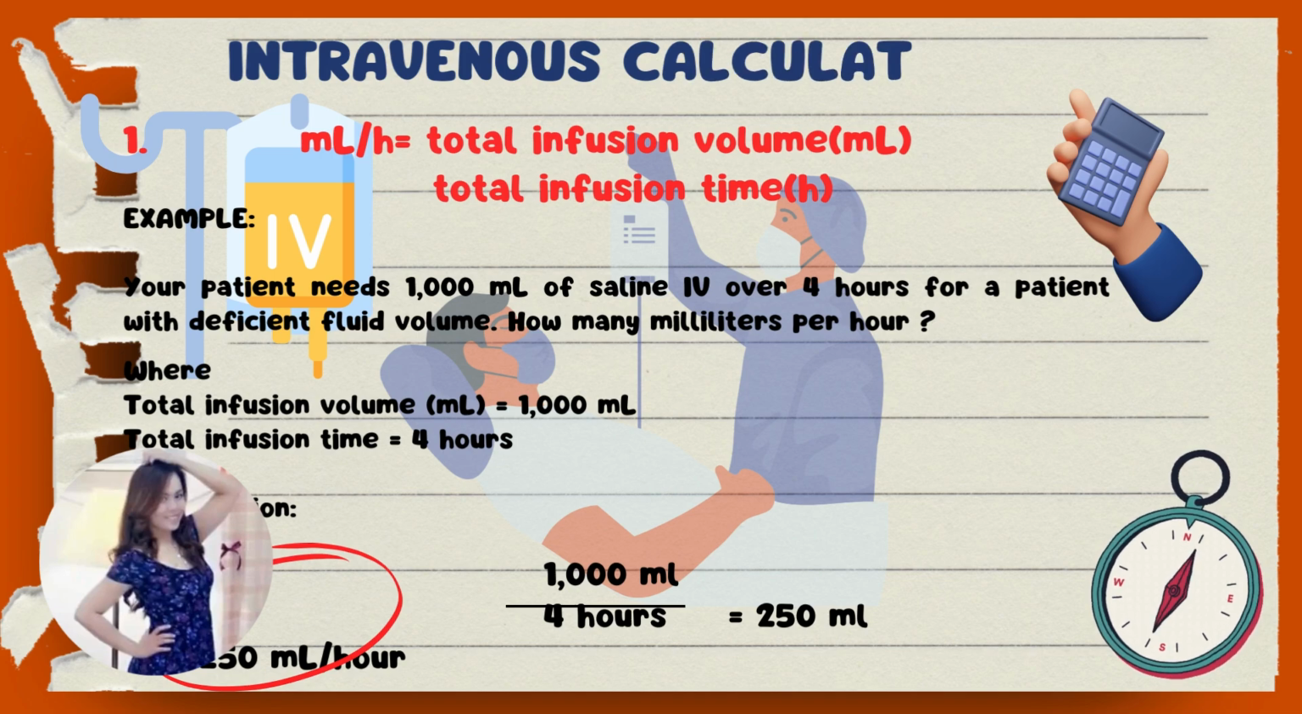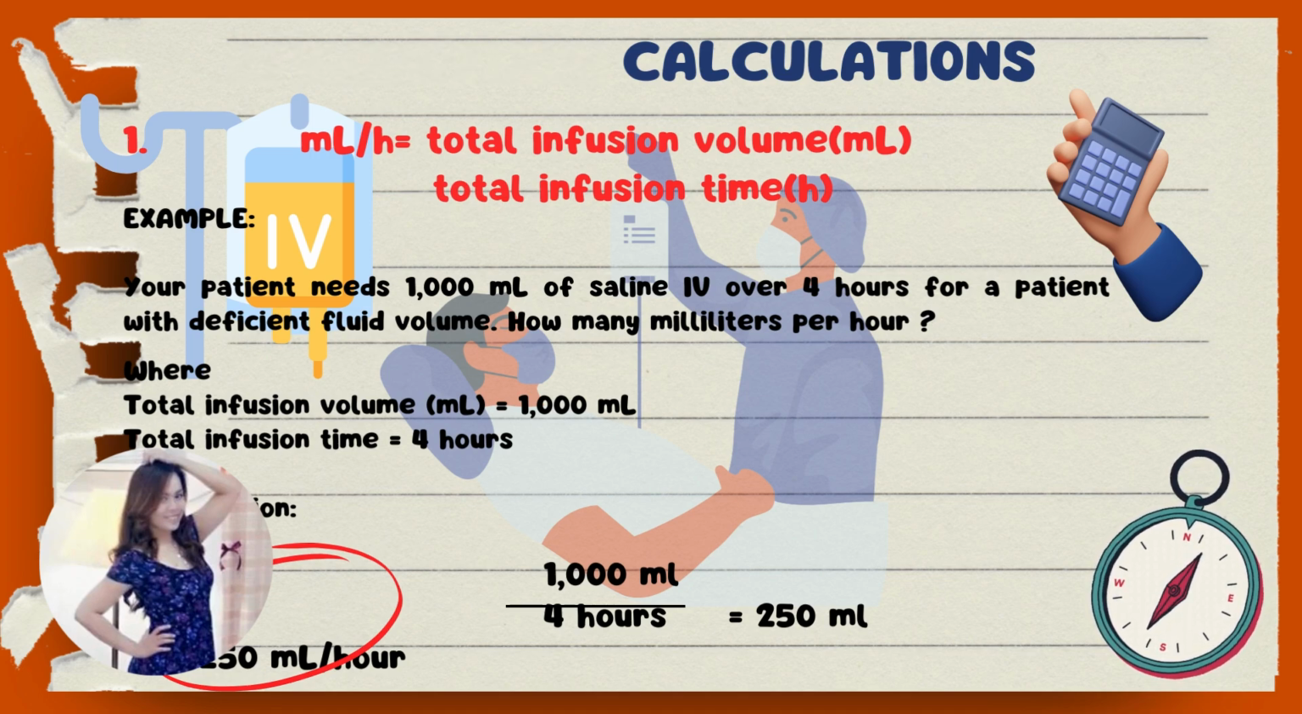First, to get the milliliters per hour, the total infusion volume in ml is divided by the total infusion time in hours. For example, your patient needs 1000 ml of saline IV over 4 hours for a patient with deficient fluid volume. How many milliliters per hour? So, the given total infusion volume is 1000 ml. The total infusion time is 4 hours. The computation is 1000 ml divided by 4 hours, so the answer is 250 ml per hour.